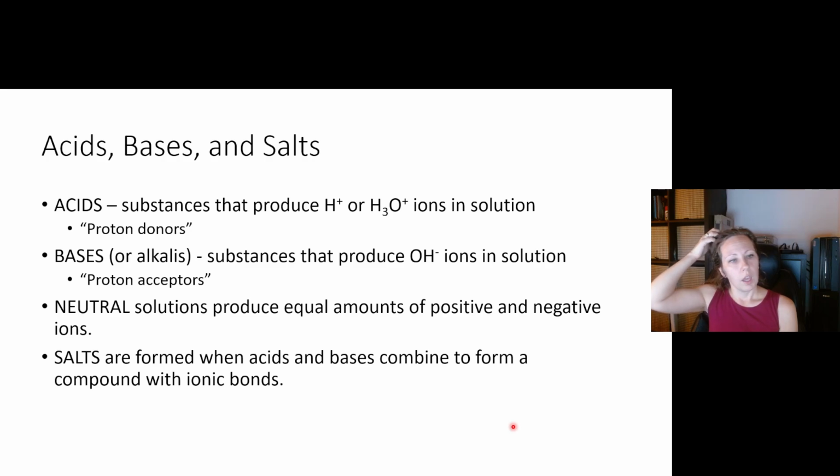Okay. And then finally, our last big key substance here is salt. When acids and bases combine, this is called a neutralization reaction. They combine, they neutralize each other, and as long as you combine equal amounts of the acids and bases, the product would be neutral and not acidic or basic. And that compound would have ionic bonds, and that is a salt.